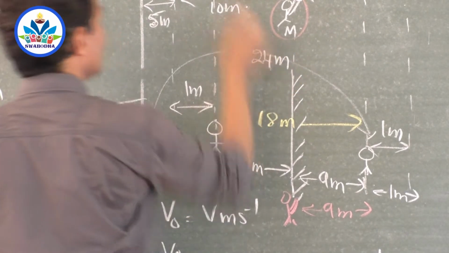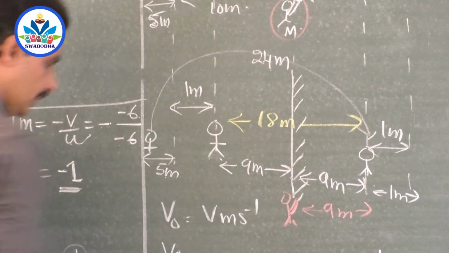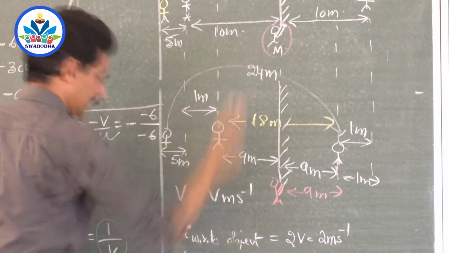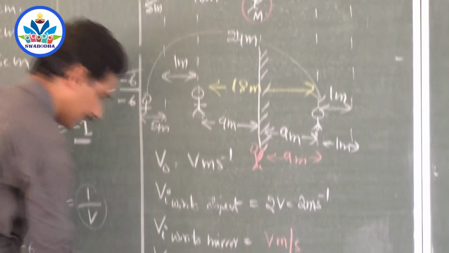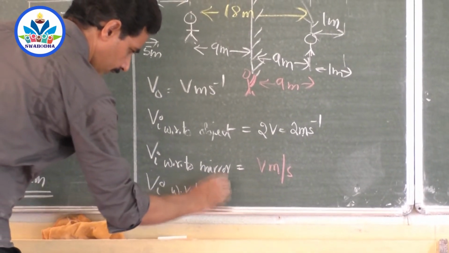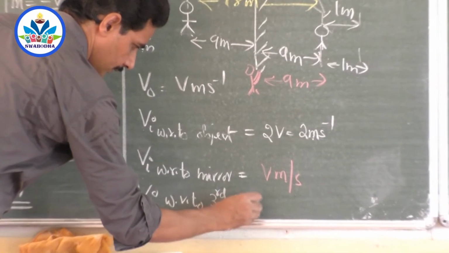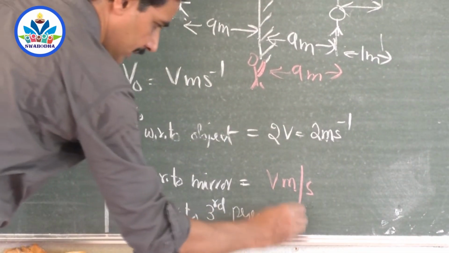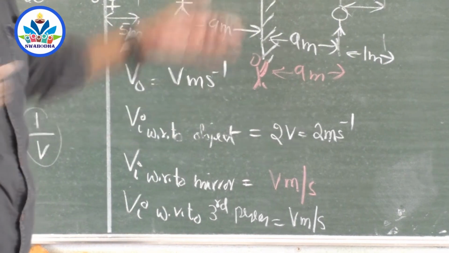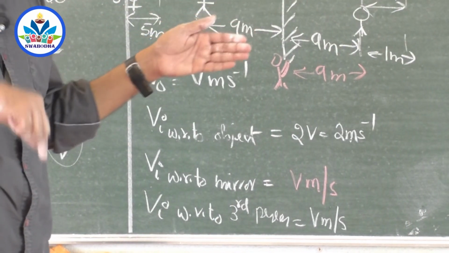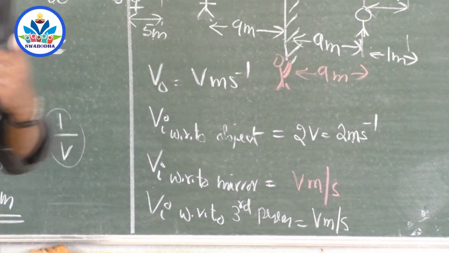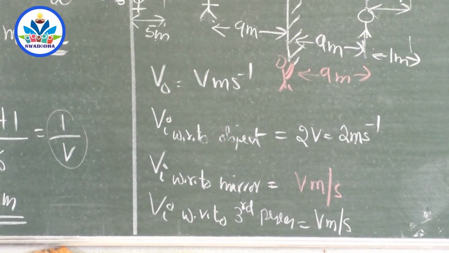So how much has it changed? Only by 1 meter. So the velocity of the image with respect to the third person is very similar to the person who is holding the mirror. Velocity of the image with respect to the third person or friend who is not running is v meter per second only. So if your friend is observing inside the mirror, then the image will be running with the same speed as the object, whereas with respect to you it is double, because your image is also coming towards you.